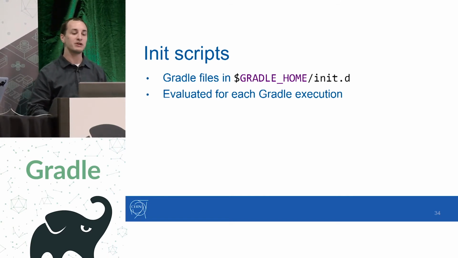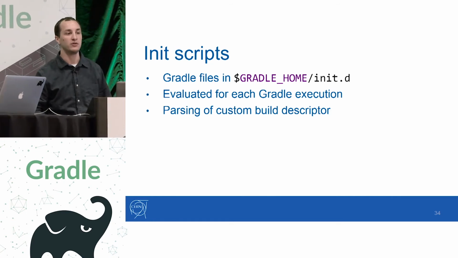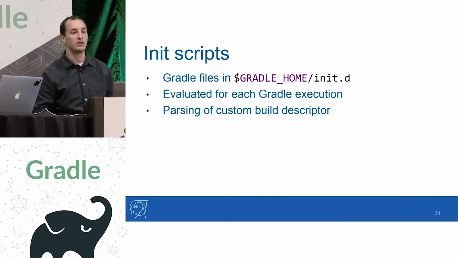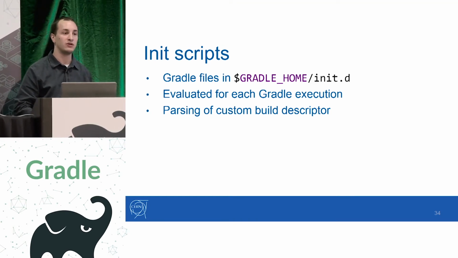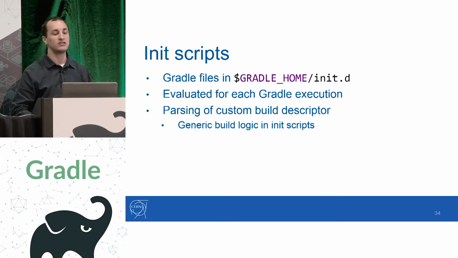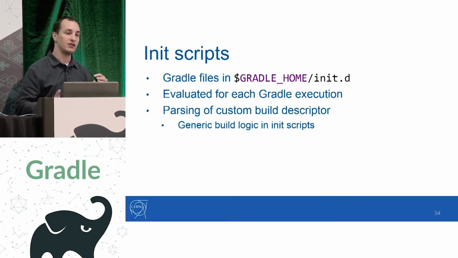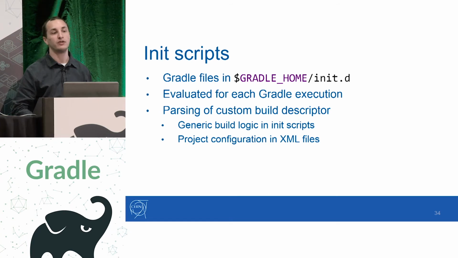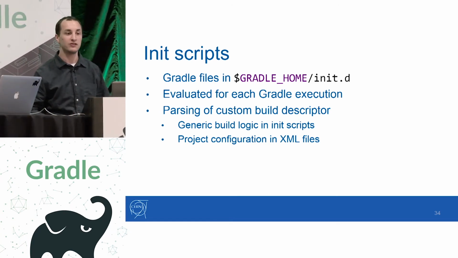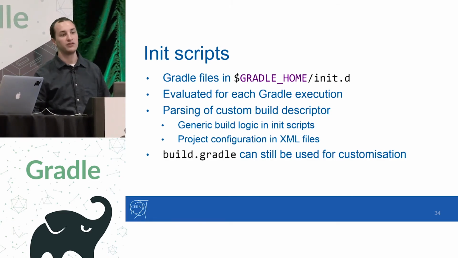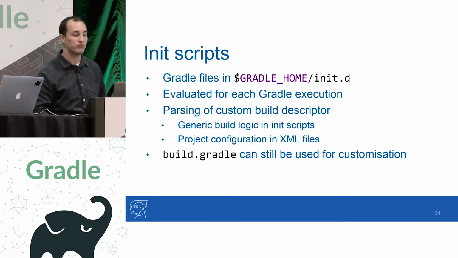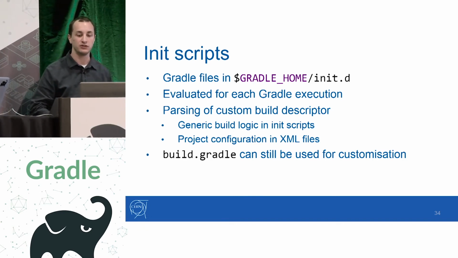And that allowed us to use a custom build descriptor, because in our init script, we were able to do the parsing of these build descriptors and do any necessary configuration. We managed to separate the build logic to be handled in these init scripts and have the project configuration next to the project in these very simple XML files that I showed you before. Of course, it doesn't disable the ability to use build.gradle, so those 5% of projects that needed customization were possible to configure with build.gradle additionally.